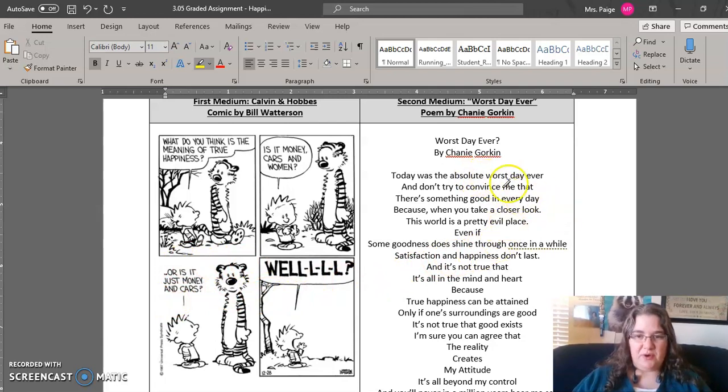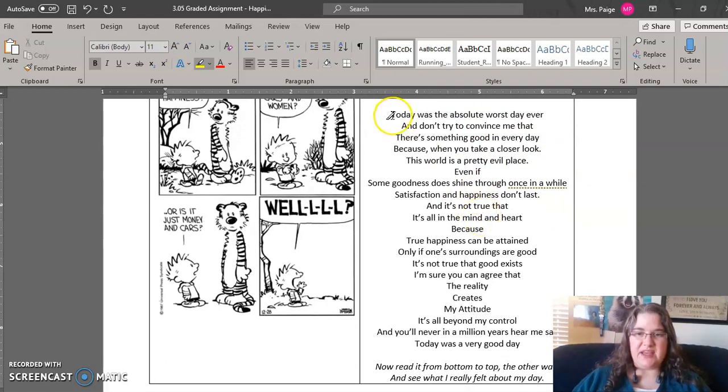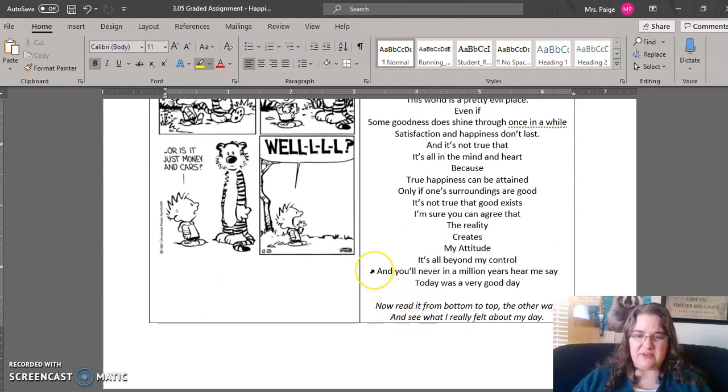And then we've got this cool poem here. It's Worst Day Ever by Channy Gorkin. Today was the absolute worst day ever, and don't try to convince me that there's something good in every day, because when you take a closer look, this world is a pretty evil place. Even if some goodness does shine through once in a while, satisfaction and happiness don't last. And it's not true that it's all in the mind and heart, because true happiness can be attained only if one's surroundings are good. It's not true that good exists. I'm sure that you can agree that the reality creates my attitude. It's all beyond my control. And you'll never in a million years hear me say, today was a very good day.